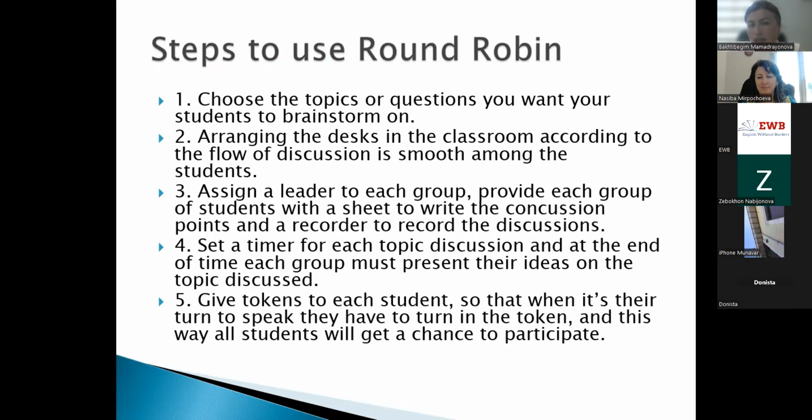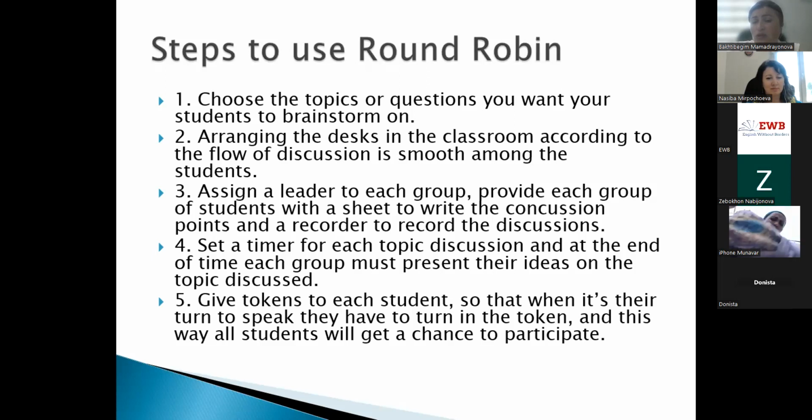Then assign a leader to each group, and provide each group of students with a sheet to write the discussion points and a recorder to record their discussions. Set a timer for each topic discussion, and at the end of the time, each group must present their ideas on the topic discussed. Give tokens to each student so that when it's their turn to speak, they have to turn in their token. This way, all students will get a chance to participate.